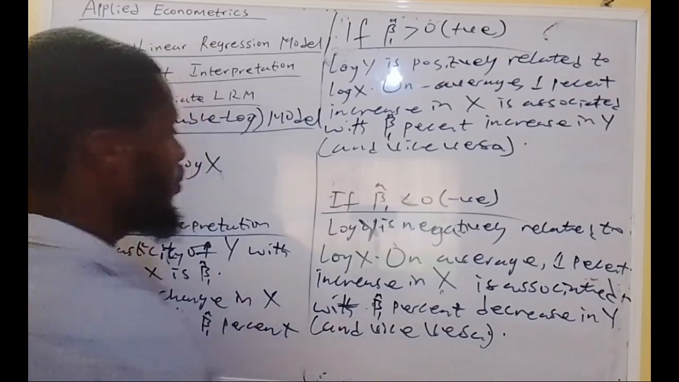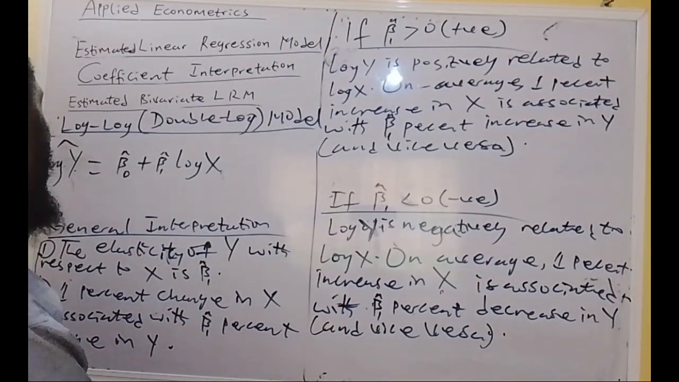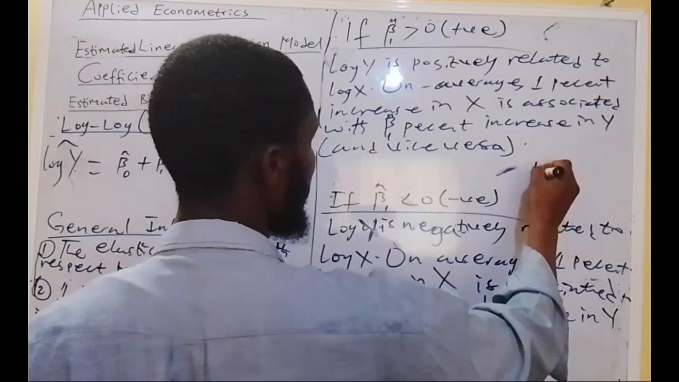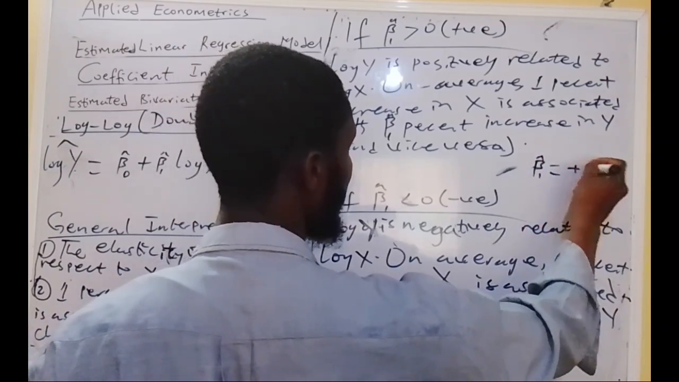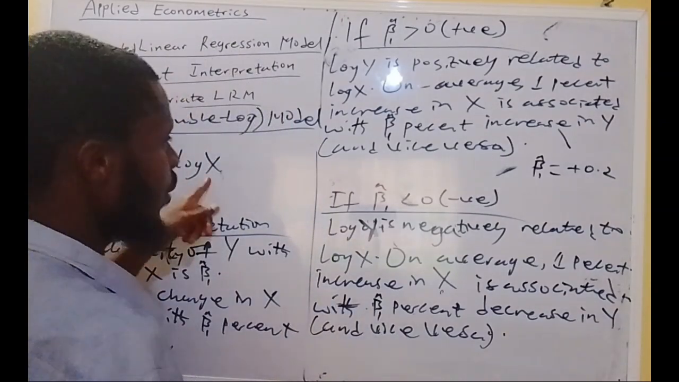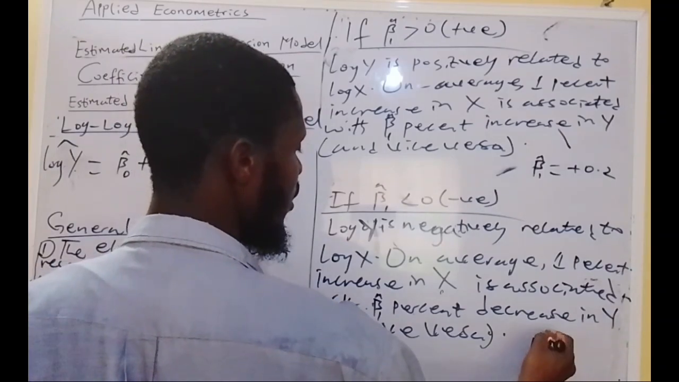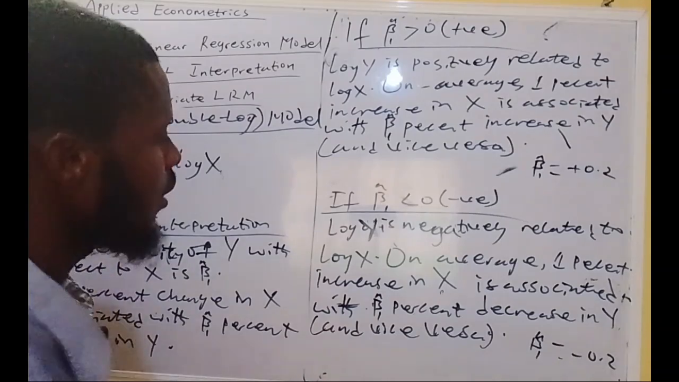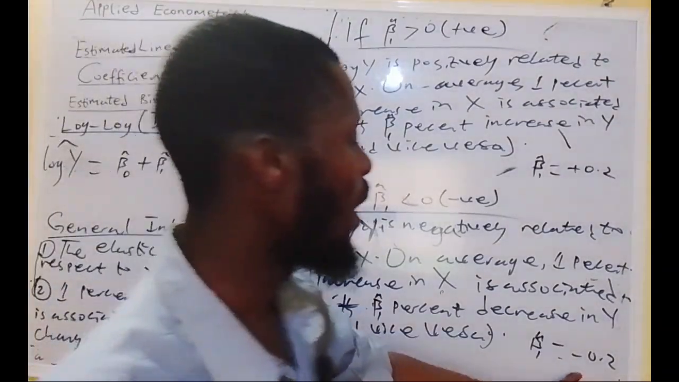Here is the interpretation. In both cases, the elasticity of y with respect to x remains beta 1 hat. So assuming our beta 1 hat is plus 0.2, the elasticity of y with respect to x is 0.2. Assuming here it is minus 0.2, then in this case, the elasticity of y with respect to x is going to be minus 0.2.